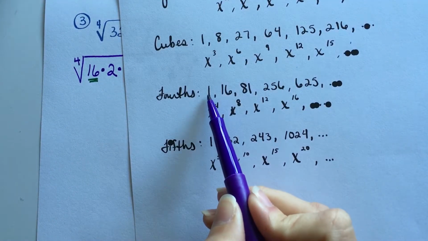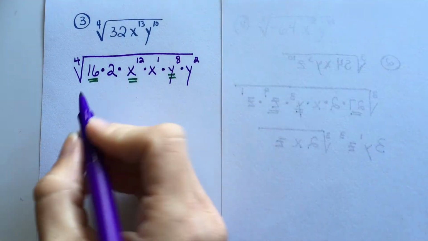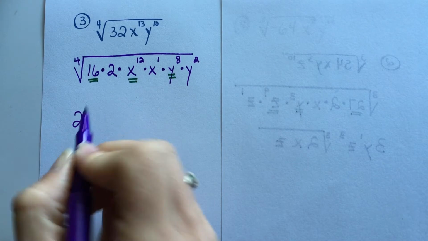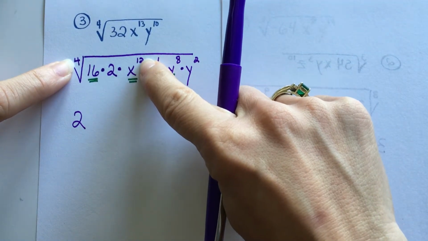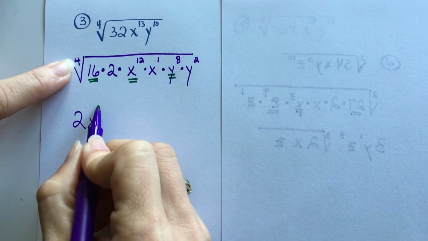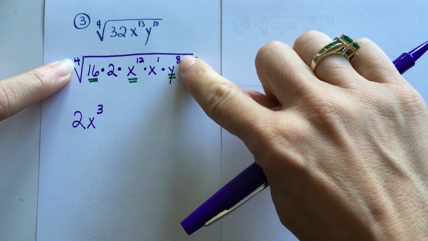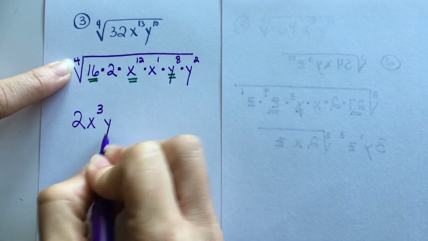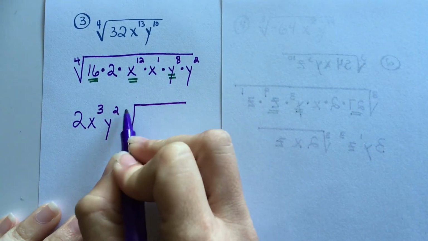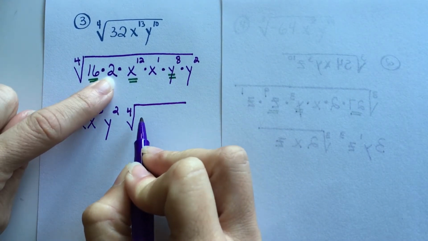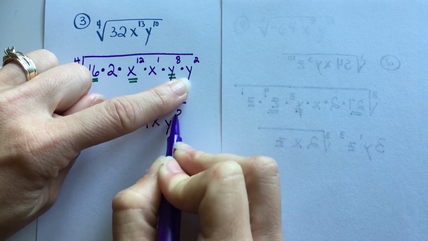All right, fourth root of 16. So this is 1 to the 4th, this is 2 to the 4th. So that means the fourth root of 16 is 2. Okay, 4 will go into 12 3 times. So that means I'm going to have x to the third. 4 will go into 8 2 times. So that's y to the second. And then everything else is left underneath. The 2's left underneath, x to the first, and y to the second.